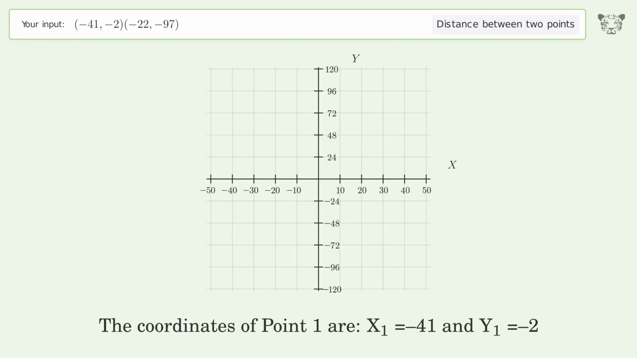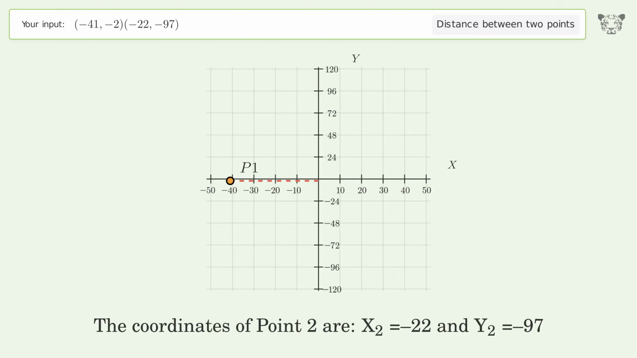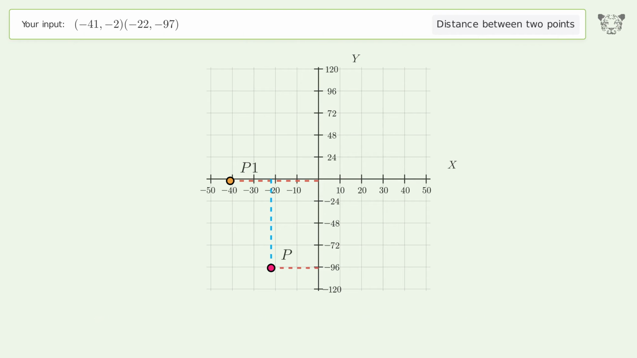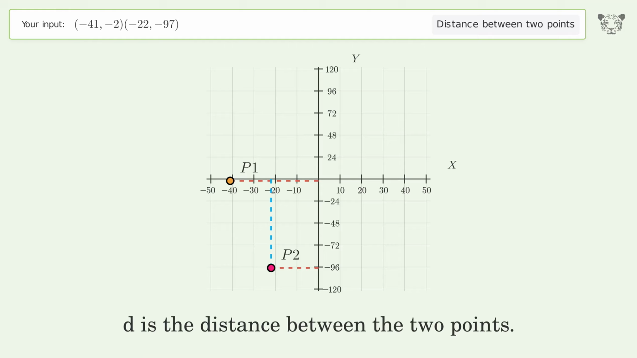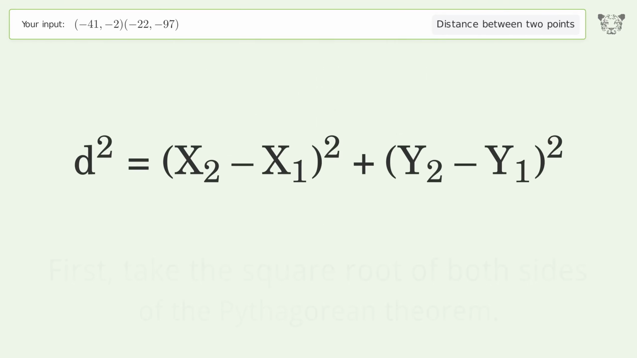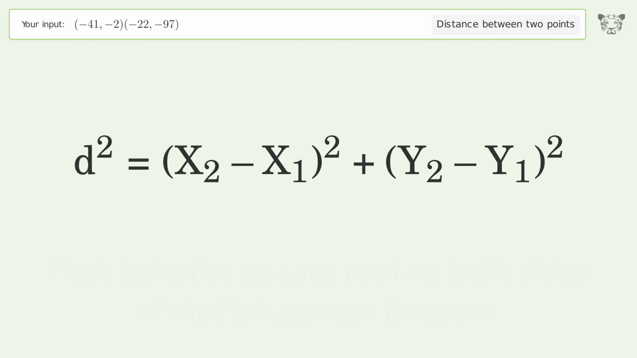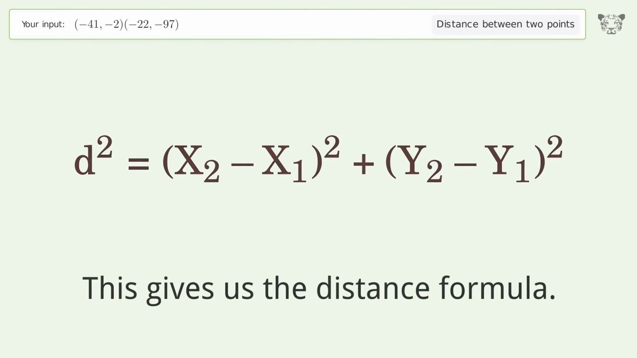The coordinates of point 1 are, x1 equals -41 and y1 equals -2. The coordinates of point 2 are, x2 equals -22 and y2 equals -97. D is the distance between the 2 points. First, take the square root of both sides of the Pythagorean theorem. This gives us the distance formula.